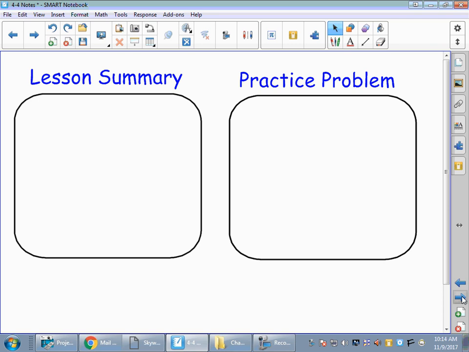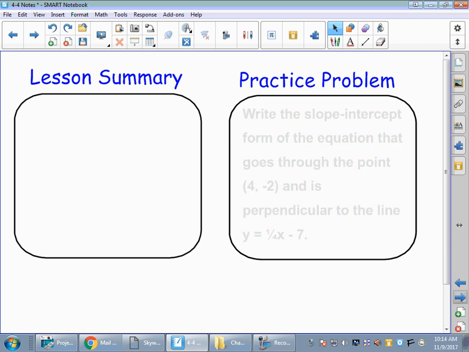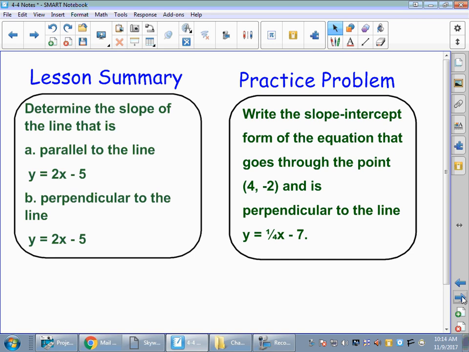So your lesson summary: determine the slope of the line that is A, parallel to that line, and then B, perpendicular to that same line. Just got to find the slope. Based on that line, y equals 2x minus 5, give me the parallel slope and the perpendicular slope. And then I want you to go through this whole problem perpendicular to that equation. So we have to go through this ordered pair, and we have to be perpendicular to that equation. You can use point slope, or you can use slope intercept to show your work. Good luck.